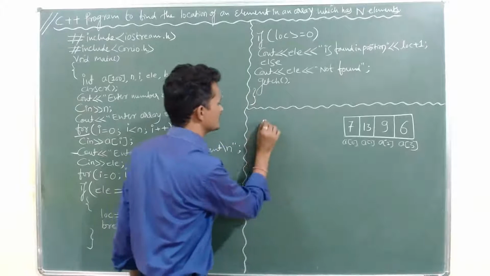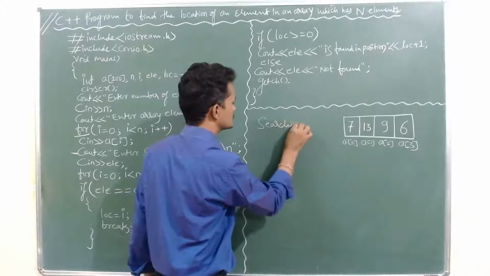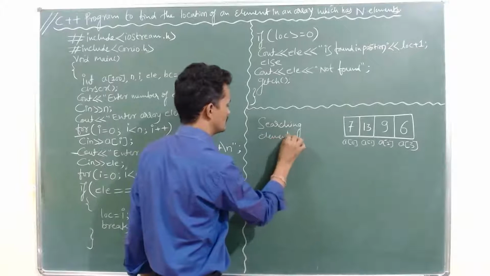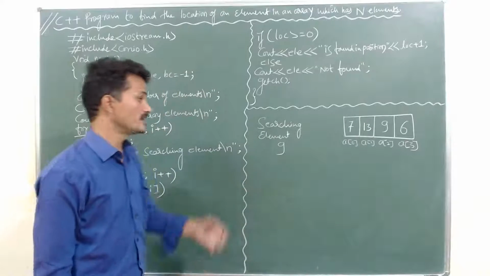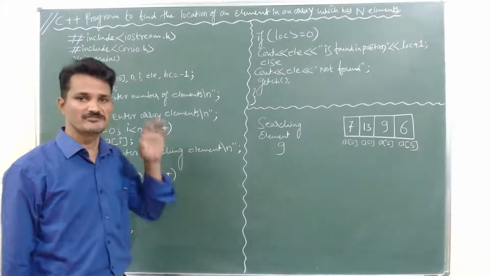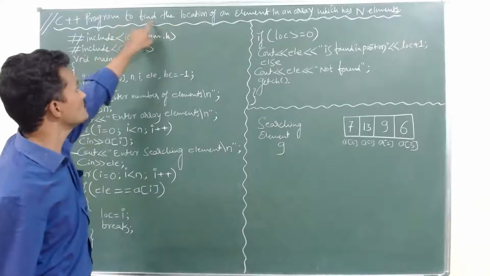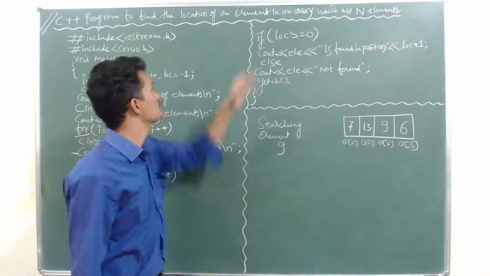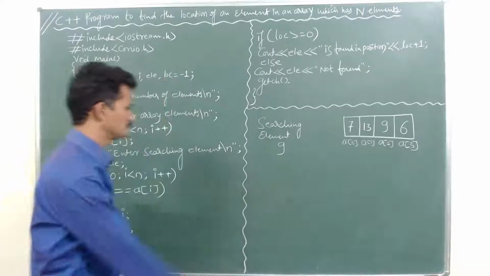So I'll write it as searching element. Searching element as 9. Okay, I'm interested to find whether 9 is there or not. If 9 is there, then it has to display its position. That is the question: program to find the location. Location or position, both are the same. Location of an element in an array which has n elements.